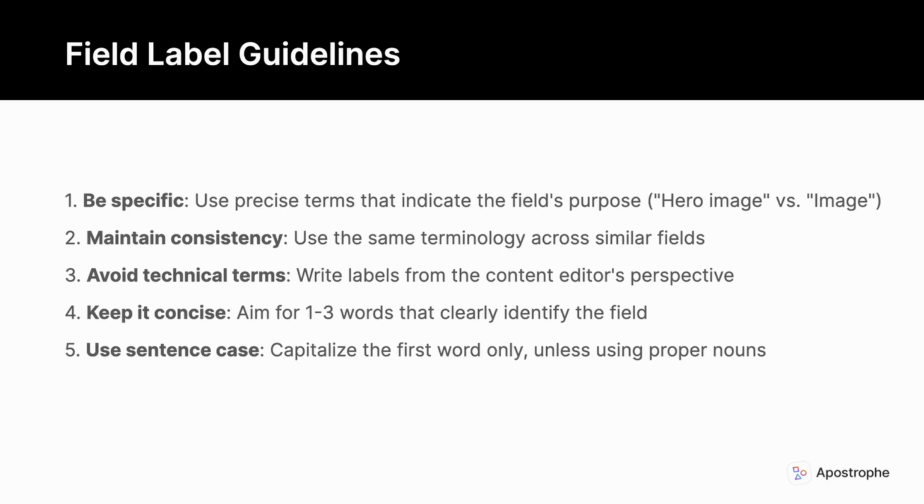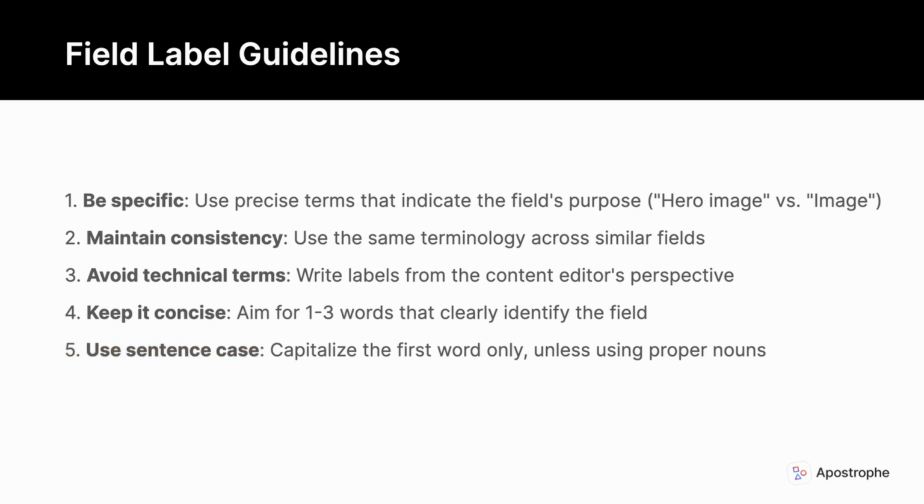Finally, let's talk about the field labels themselves. They're required, but their quality makes all the difference. Follow these general label guidelines. Be specific. Hero image versus just image indicates purpose. Maintain consistency. Use the same terminology across similar fields. Avoid technical terms. Write from the editor's perspective, not from a fellow developer's perspective. Keep it concise, one to three words that clearly identify the field. And finally, use sentence case. Capitalize the first word only.